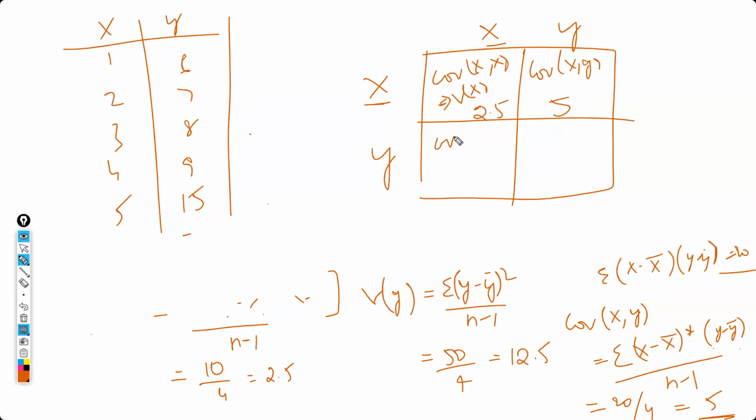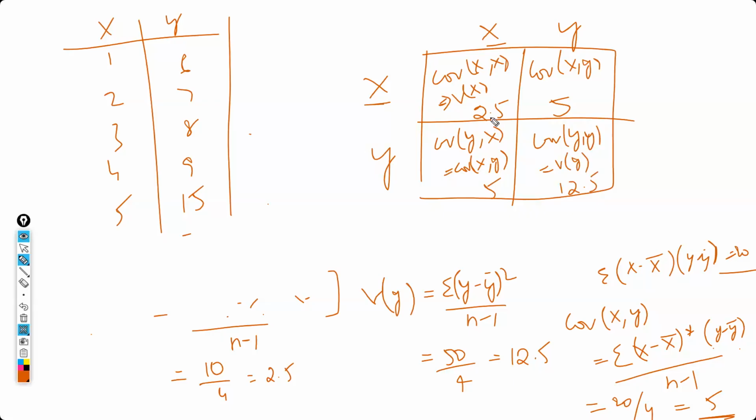Now, this is covariance of y comma x. It means y minus y bar into x minus x bar. First you calculate y minus y bar, followed by x minus x bar, and again you do the sum. X minus x bar into y minus y bar or y minus y bar into x minus x bar, the answer will be the same. So it is covariance of x comma y, which is 5 only. For this one also it is 5. And this is covariance of y comma y, which means multiplying y minus y bar into y minus y bar, which is nothing but variance of y, which is 12.5.